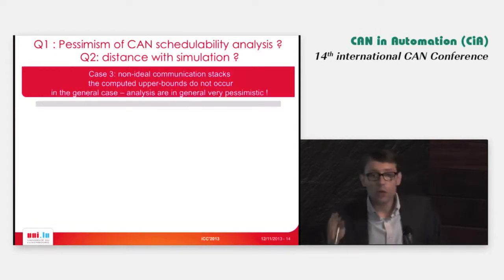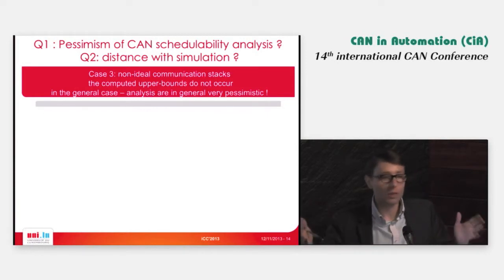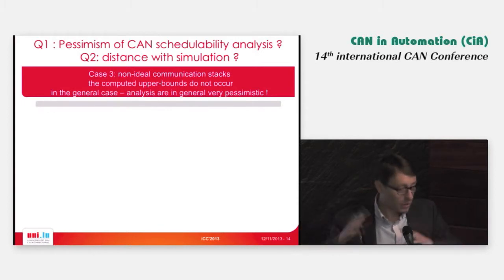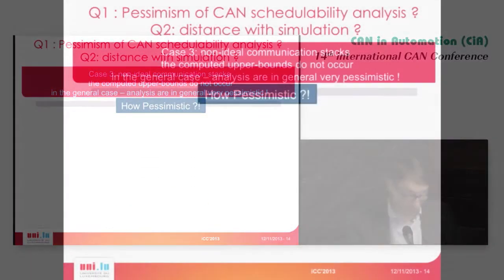Third case, we are no more in the ideal case. We have communication stacks that are not with FIFO queues, but with a limited number of transmission buffers. We'll see the reason why later on. So we are in the non-ideal case, and in that case, schedulability analyses are very pessimistic. How pessimistic is it?